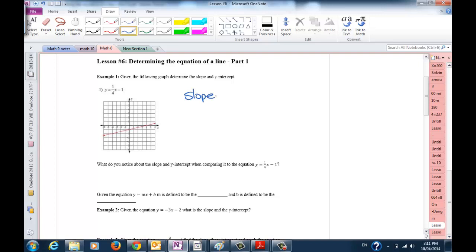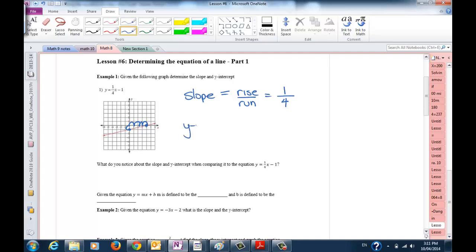So as we've done before, we want to locate two nice points. So I have the point here, and there's a nice point here. Remember, slope is equal to rise over run. And in our graph, we're going up 1, and we're going to the right 1, 2, 3, 4. So our slope is a quarter.